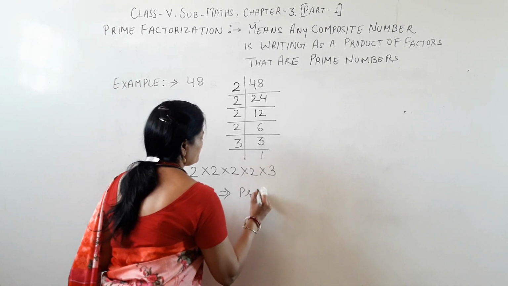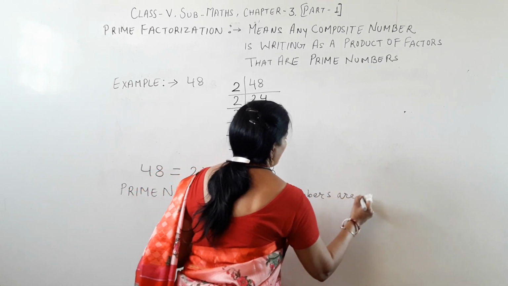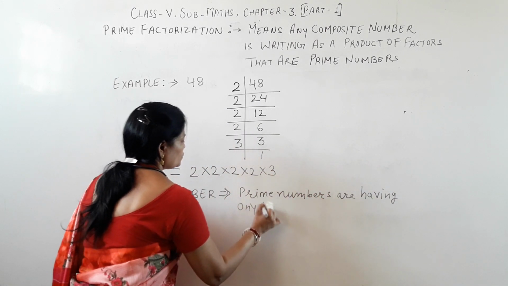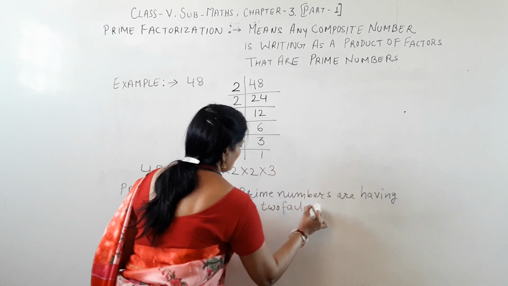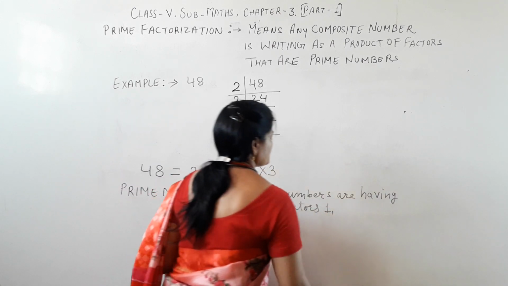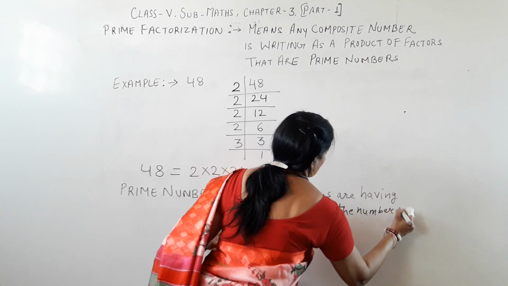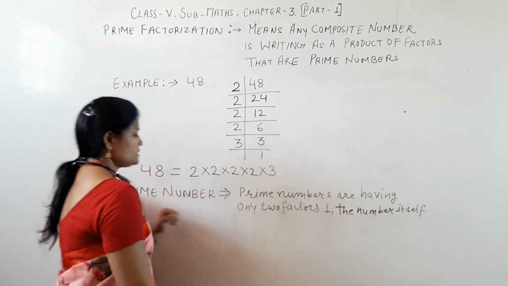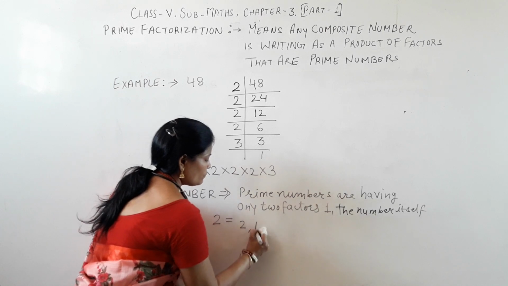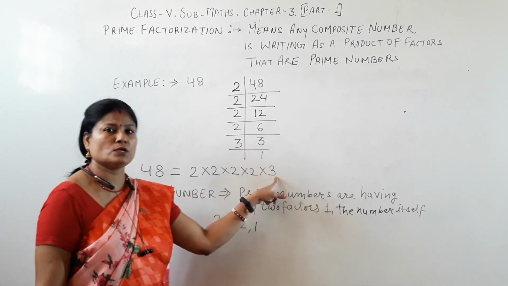Prime numbers are having only two factors. Which are the factors of prime numbers? 1 and the number itself. How? See, 2 is divided by 2 and 2 is divided by 1. Okay children? So 2 is a prime number. In the same way, 3 is also a prime number.